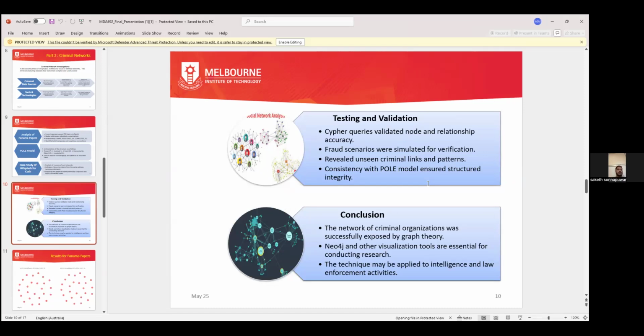Coming to the testing and validation. Here we worked with the Panama Papers dataset using Neo4j. We ran queries to pull data about officers and entities involved. This helped us map out relationships between individuals and offshore companies. Even though the results were limited, they revealed how these people were linked to shell companies, which are often used to hide illegal financial activities.